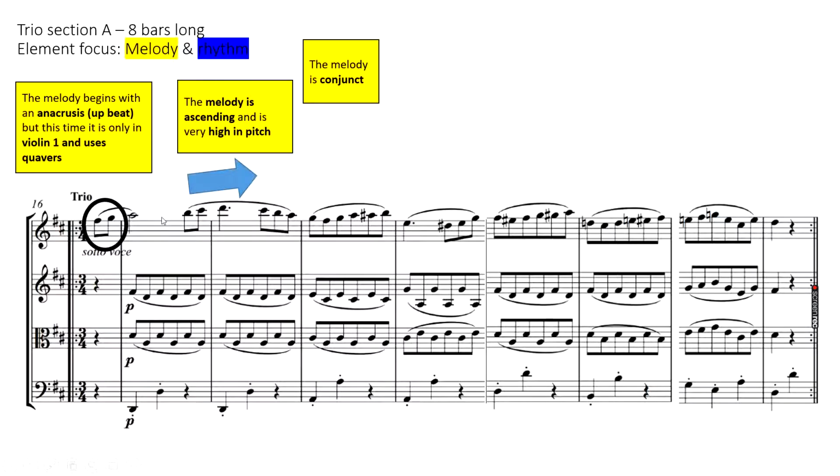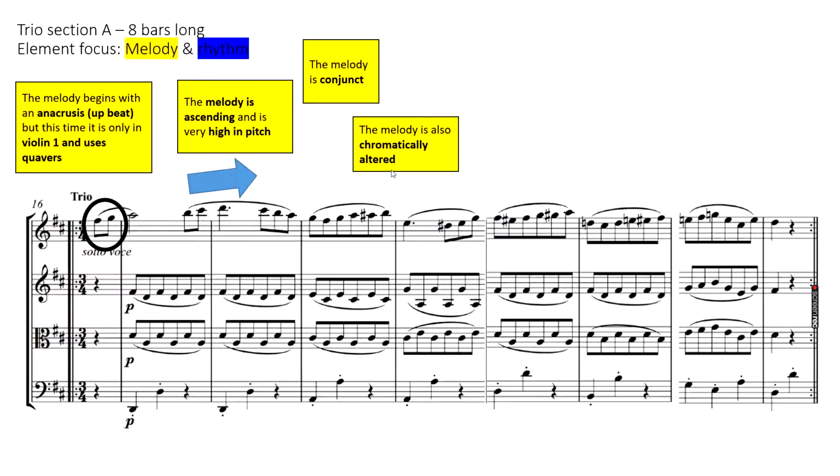So we can see here that it's constantly going higher. It's very high in pitch because we have the added ledger lines, these added lines here. They're telling us that it's very high, and it's very high on the stave, on the 5 lines. And also the melody is conjunct. The notes move in step with each other.